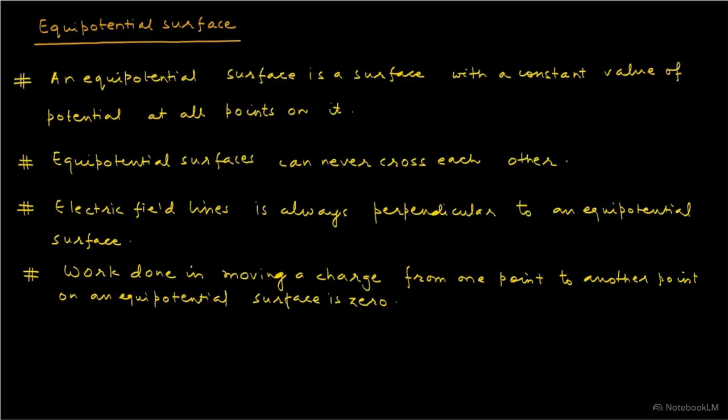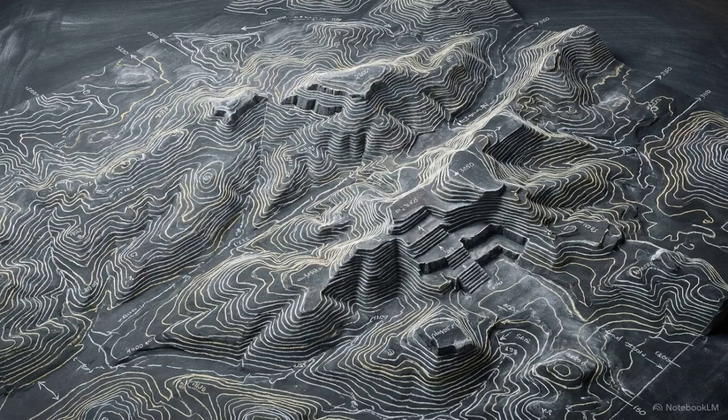These four absolute rules govern how these surfaces behave, defining their interaction with work, field lines, and each other. These axioms are derived by modeling specific physical geometries and applying strict thermodynamic constraints. Mastering these rules allows us to perfectly map the potential landscape of any electric field in the universe.